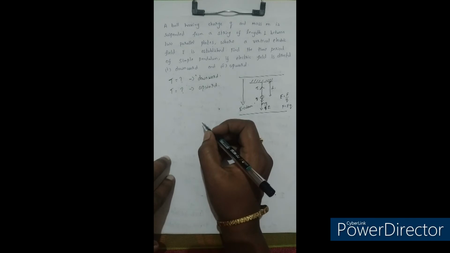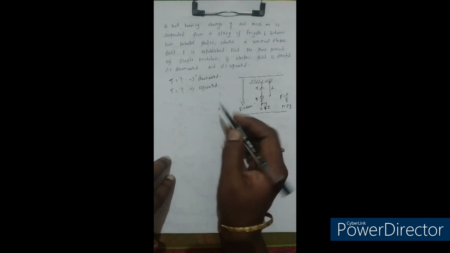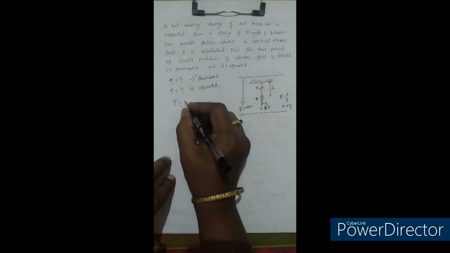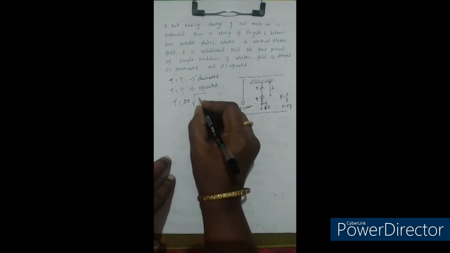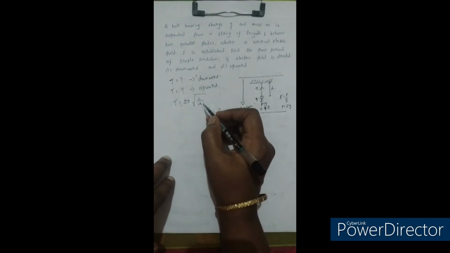Okay, so first of all, let us apply the field in the downward direction. Now, what is the time period of a simple pendulum, children? The time period T of a simple pendulum, we know the formula from 11th standard, is equal to 2 pi into root of L by a, where L is the effective length and a is the acceleration of the pendulum.